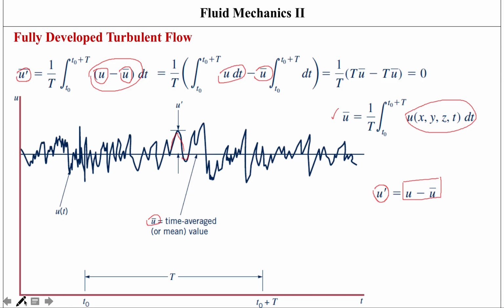So what that means is that if I was to take a time average of the fluctuations, then that will be 0. And that is important because what that means is that fluctuations are basically equally distributed on either side of the average.